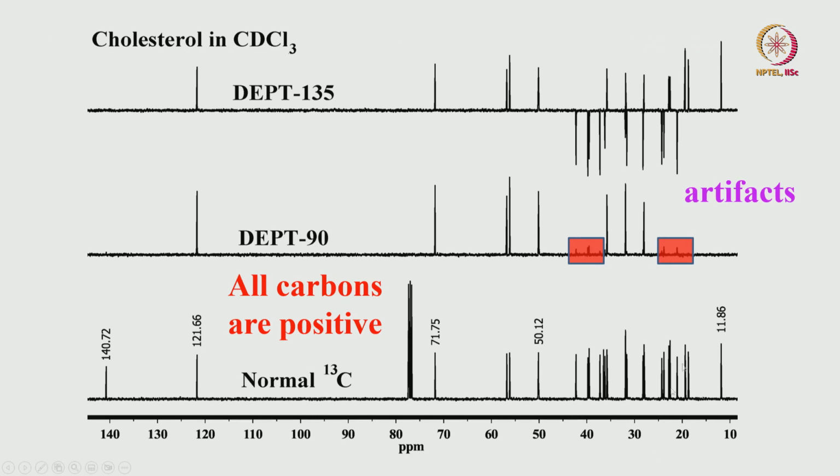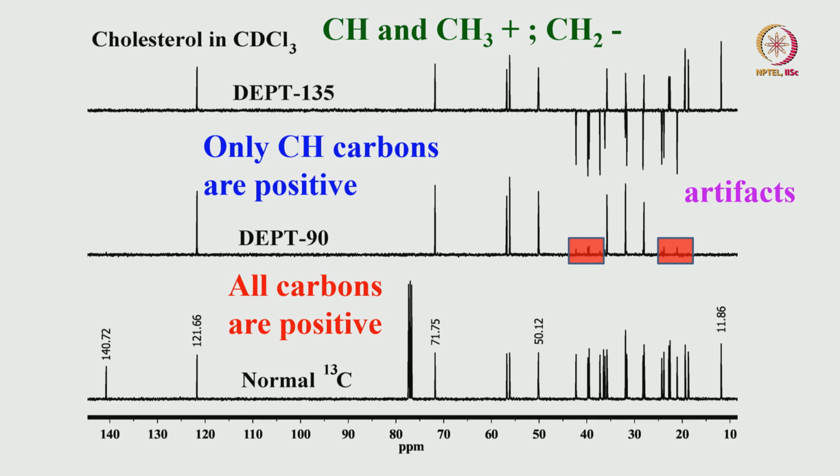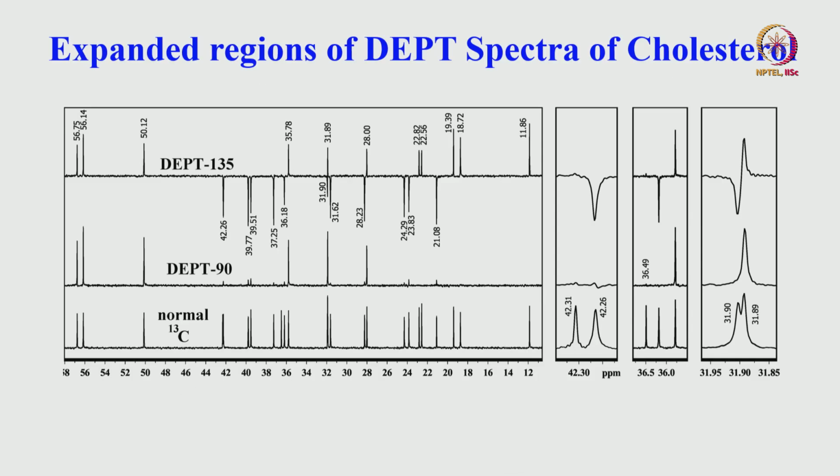I can say in the crowded spectrum, these are all CH2s and these are all CH and CH3s from the DEPT 135. Now, combining these 2 experiments, taking the information from this and this, you can do complete assignment of all the carbons, whether it is CH3 carbon, CH2 carbon, CH or quaternary carbon. Okay. So, this is what it is.